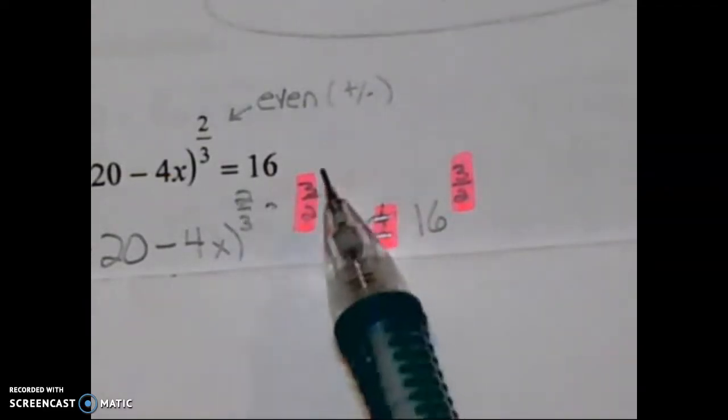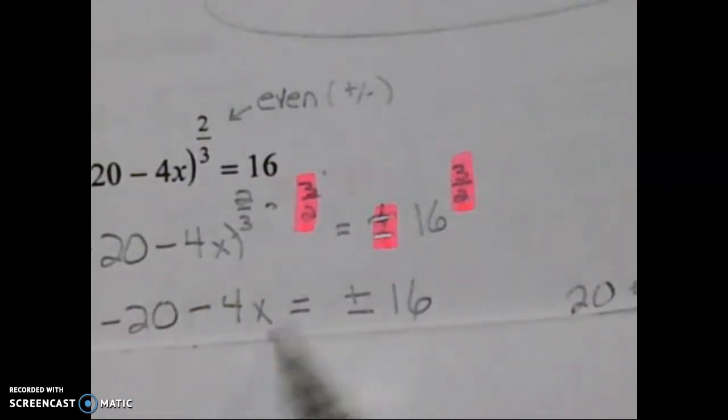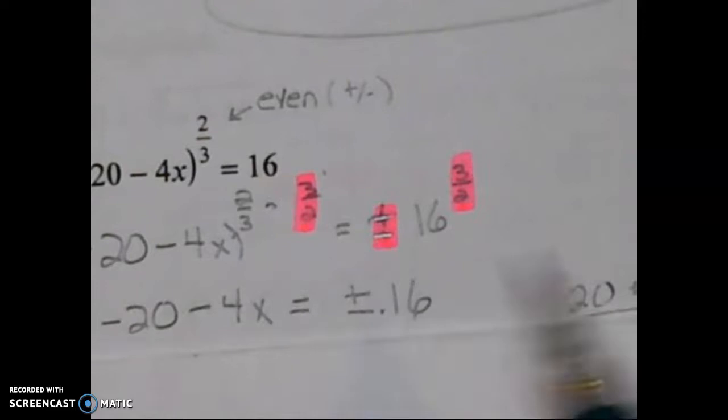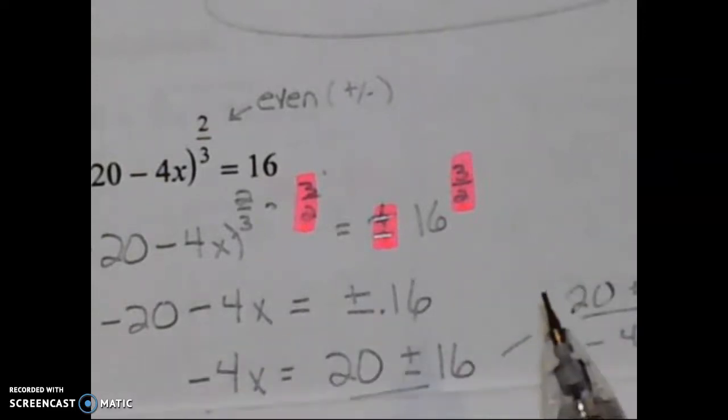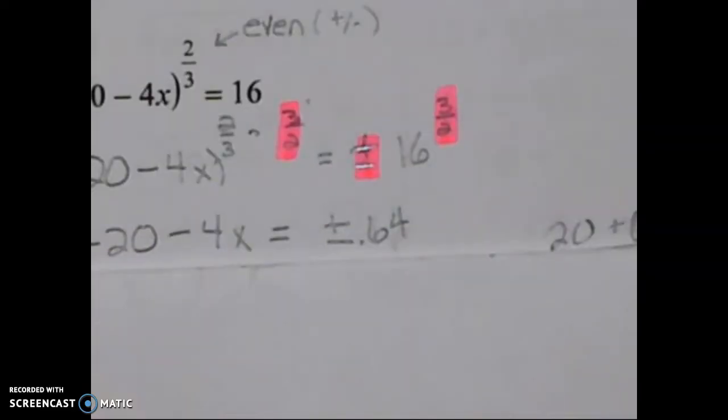2's cancel, 3's cancel. So that takes care of the exponent on the left. And on the right, it's plus or minus 16 to the 2/3. So when you do that math, you get plus or minus 64.